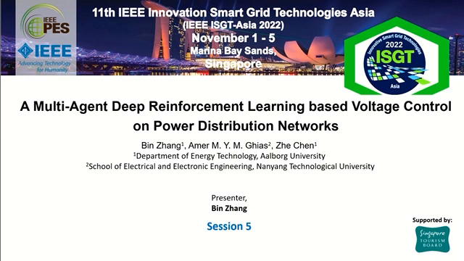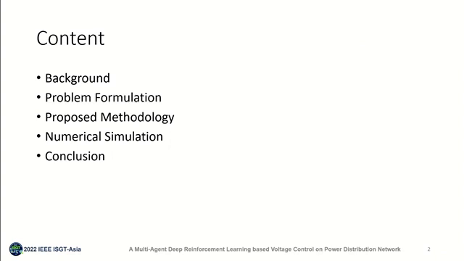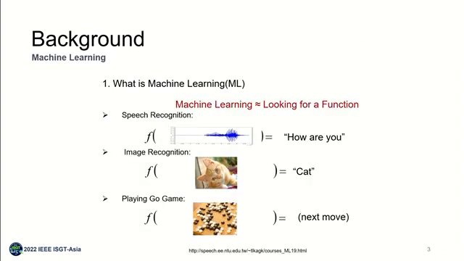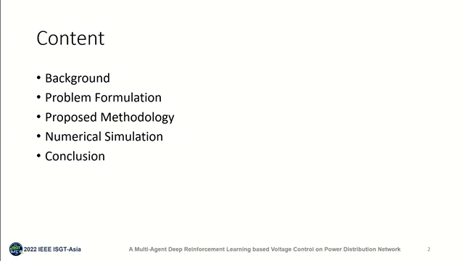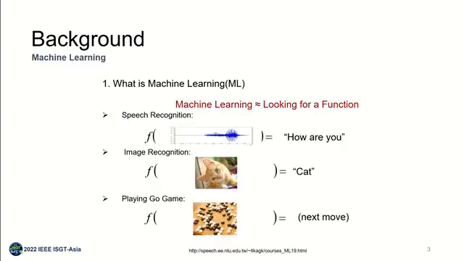Our work is a multi-agent deep reinforcement learning-based voltage control on power distribution networks. This presentation is mainly divided into four parts. First, we will discuss the background, including machine learning and traditional voltage control. Second, the objective of this paper is presented. Then we give the proposed MADDPG-based control algorithm. Numerical simulation results are presented and a conclusion is given.